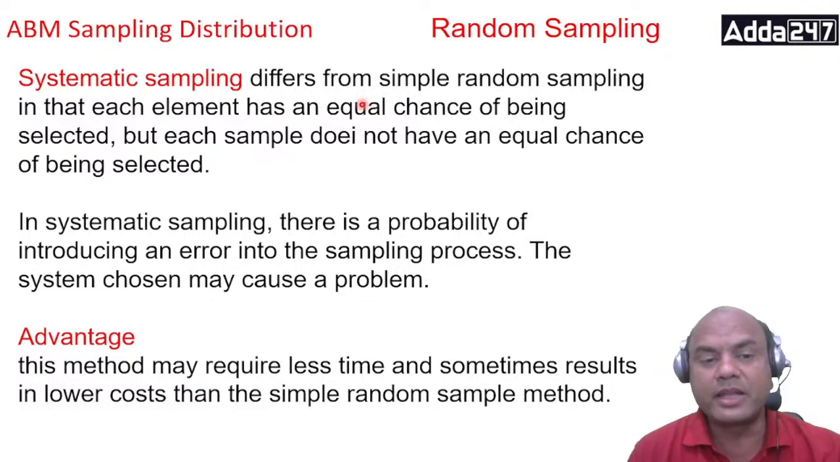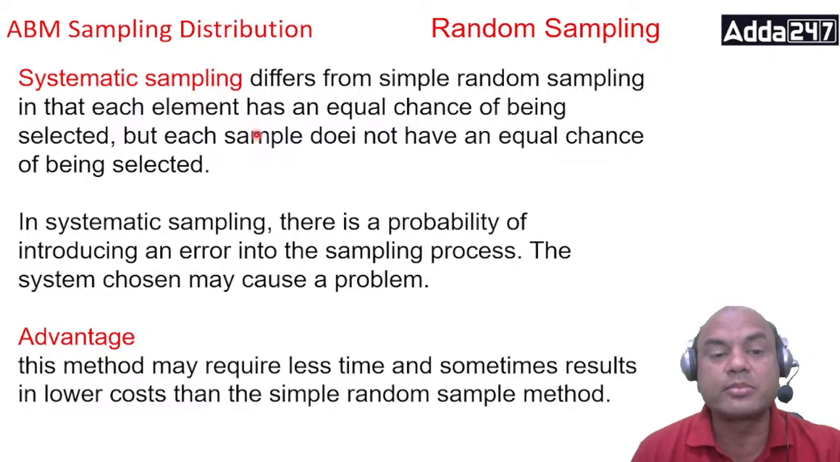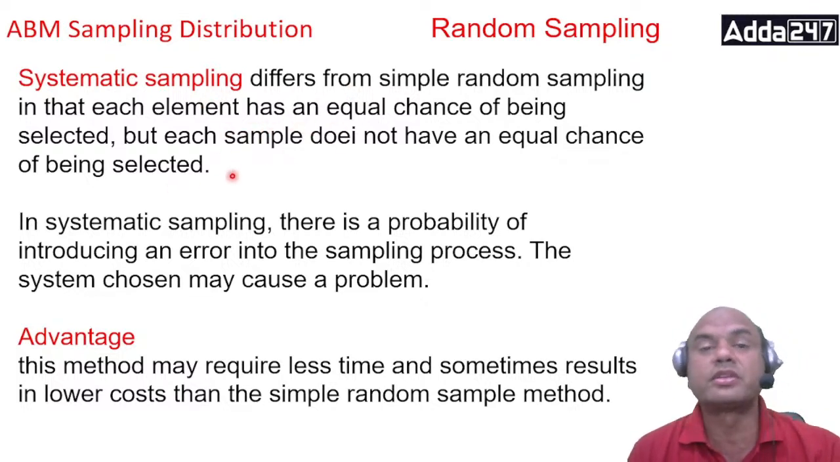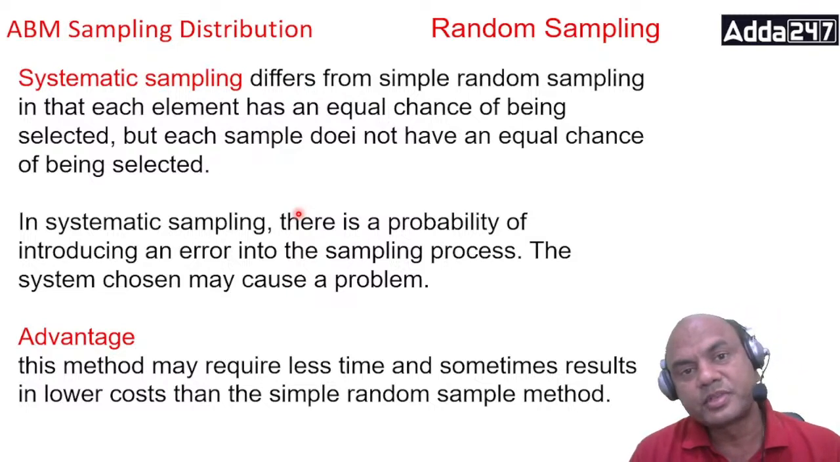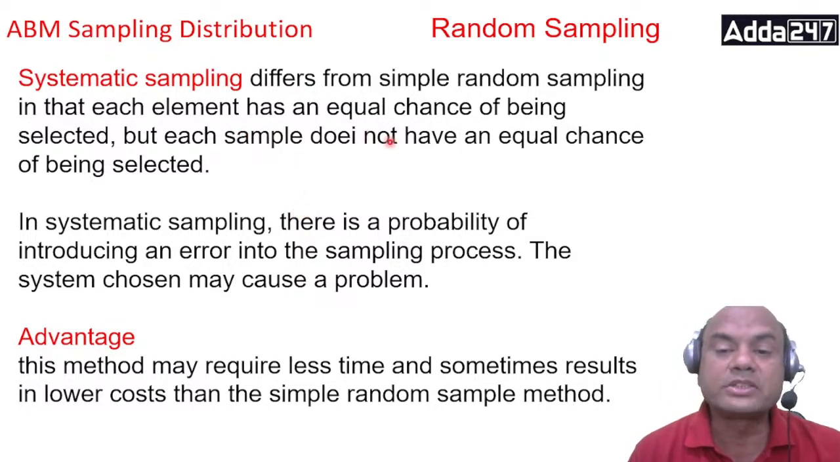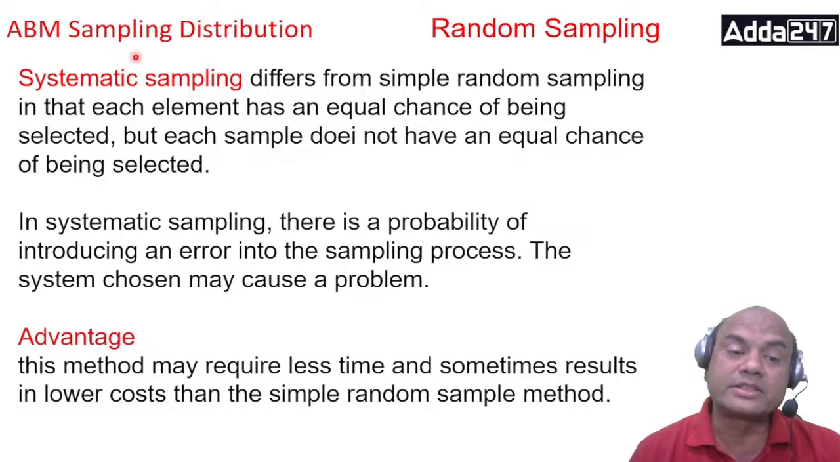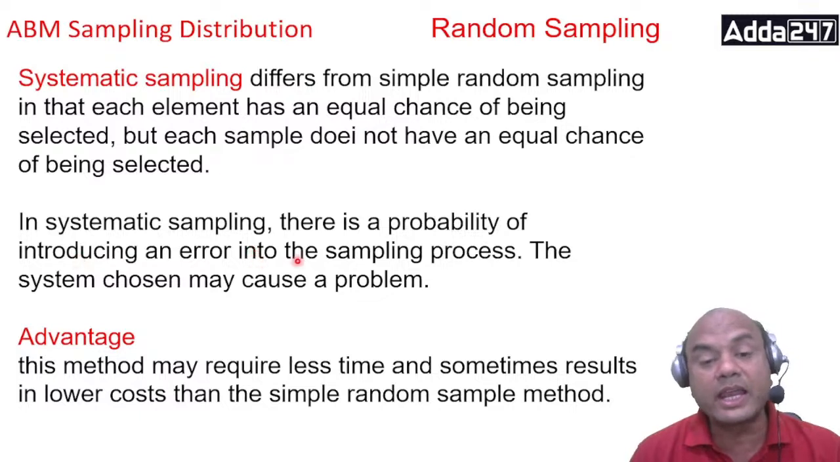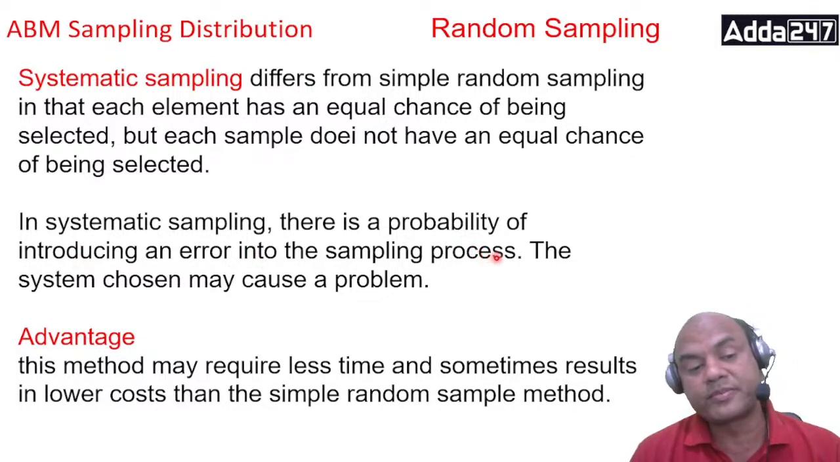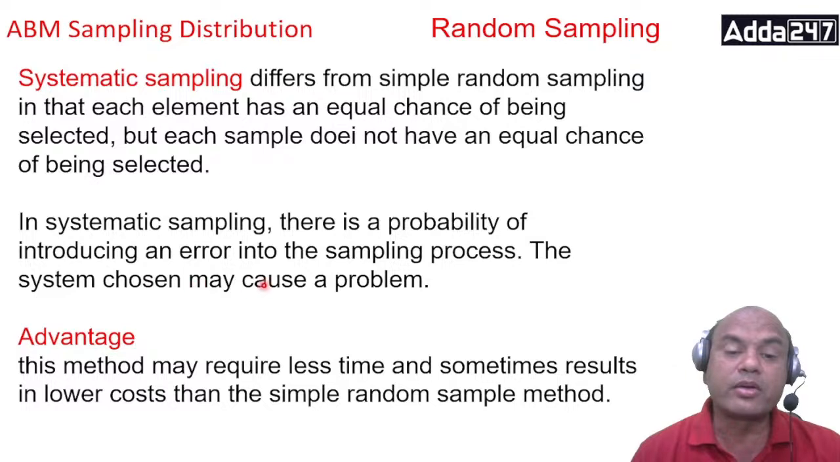So each element has an equal chance, but each sample does not, because the one who will be standing fourth will not get selected. In systematic sampling, there is a probability of introducing an error into the sampling process. The system chosen may cause a problem.